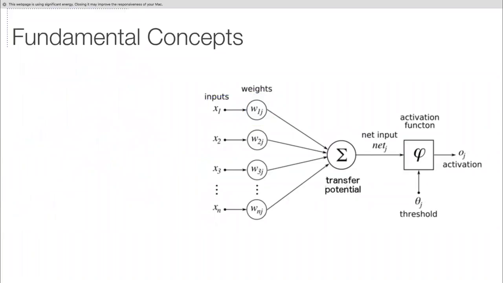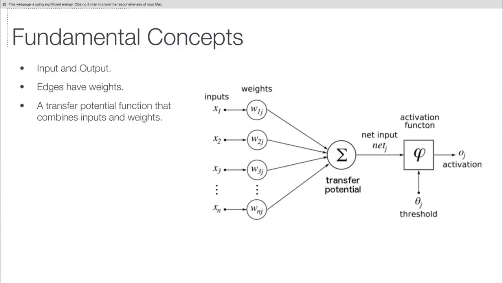Now, there is input and output. There are edges which have weights. There is a transfer potential, which we'll call theta, which is nothing but the output of the previous neuron times the weight of that edge. So far, so good. Are you guys following me? These are simple maths, and this will get really complex very soon.